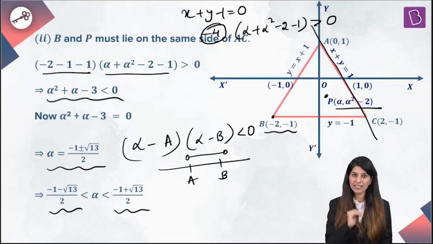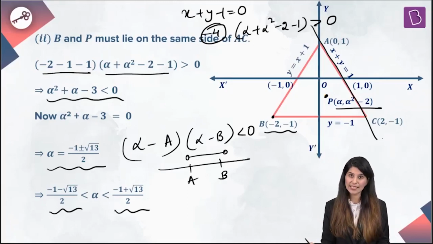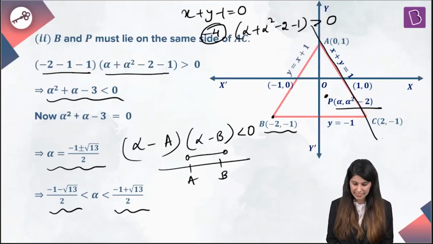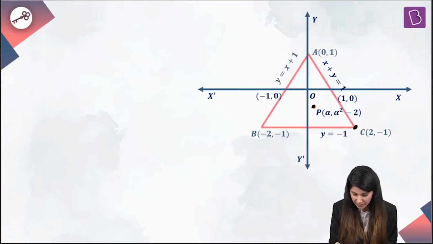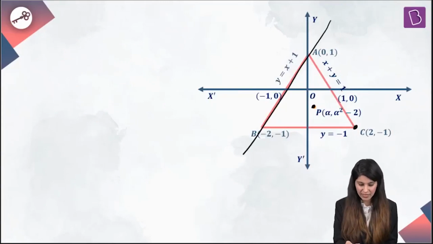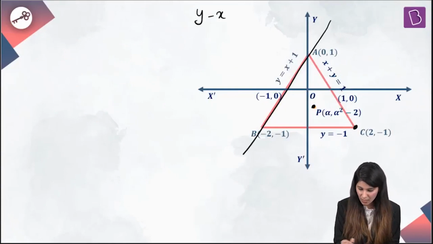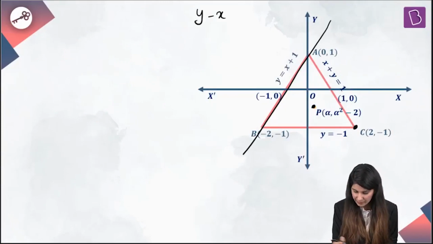So the alpha range in this particular case is coming out as this. Let's talk about the third case. The third case says C and P must lie on the same side of AB, where AB is Y minus X.